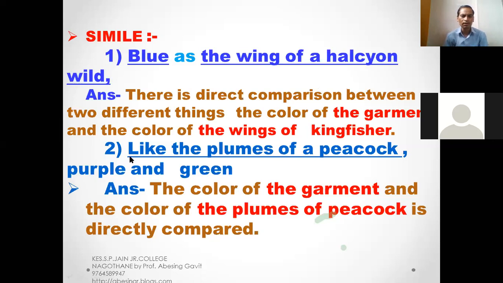The next example: like the plume of a peacock, purple and green. Answer: the color of the garment and the plume of the peacock. The garment's color is compared with the color of the peacock's feather or plume. So the color is the one common thing in them, that's why it is the simile poetic device.